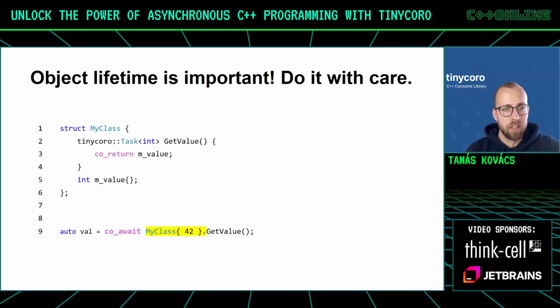This is basically the same. My class is everything the same. We are returning the value, get value, but the only difference is, although this is a temporary my class here, and we are invoking its get value function, at the same time we are also co-awaiting the returned task. So my class will automatically outlive the execution of our coroutine. Therefore, this is a safe operation.